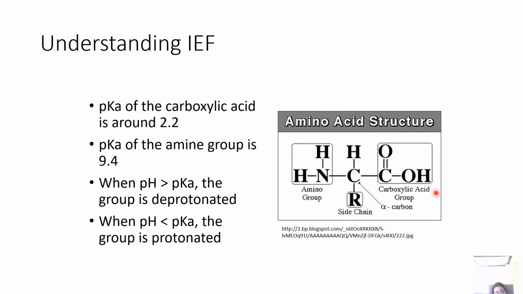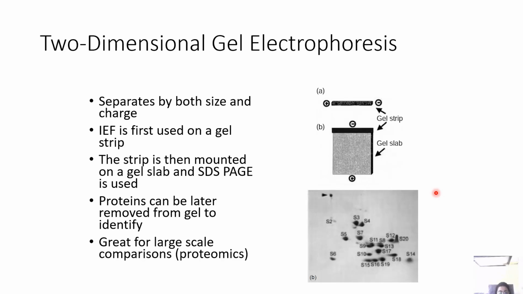So the pK of the carboxylic acid is around 2.2 and the pK of the amino group is around 9.4. When pH is greater than pK, the group is deprotonated. When pH is lesser than pK, the group is protonated.